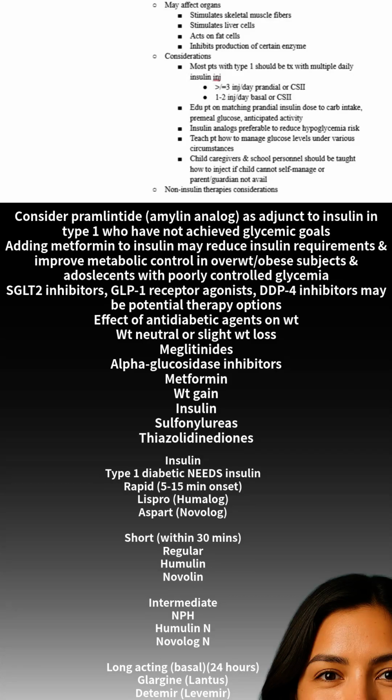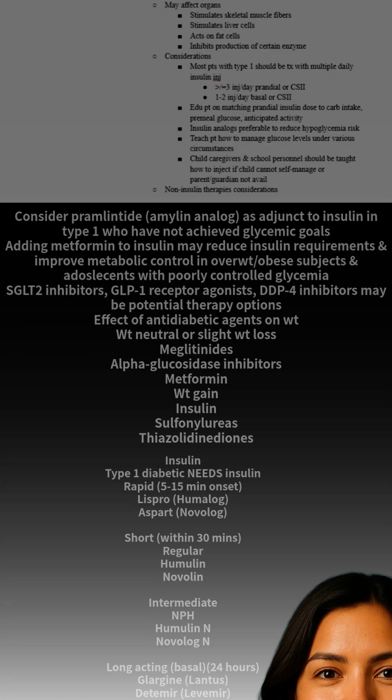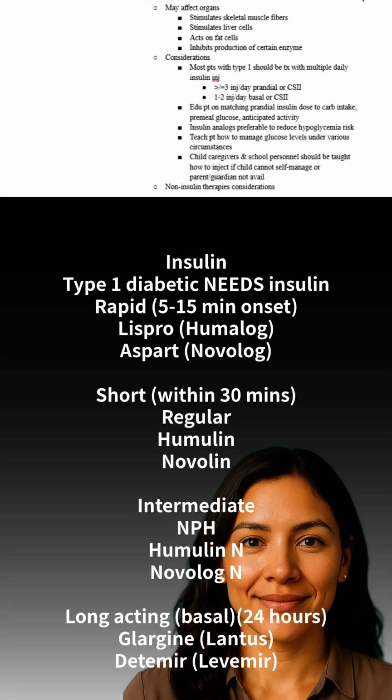Rapid-acting insulins, typically clear in appearance, begin working within 15 minutes and peak within 1 to 2 hours. Short-acting insulins have a slightly delayed onset but longer duration. Intermediate-acting insulins, usually cloudy in appearance, provide coverage for 12 to 16 hours. Long-acting insulins offer steady coverage for up to 24 hours or more.